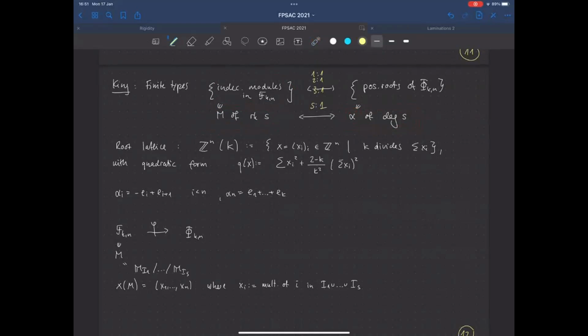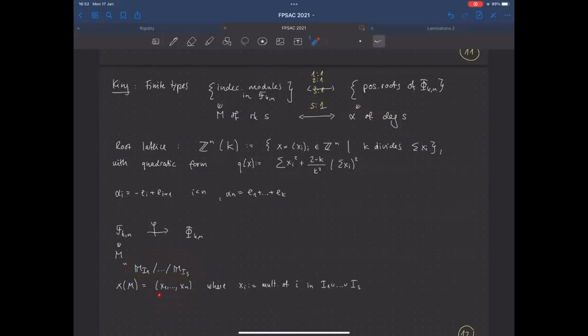Well, how does this work? So there's a way to take an indecomposable module. And remember, it can be built up from the rank 1 modules. Now these rank 1 modules come with K subsets. And to find a vector for M, I just count multiplicities. So X1 is how many times 1 appears in all these subsets I1 up to IS, etc.